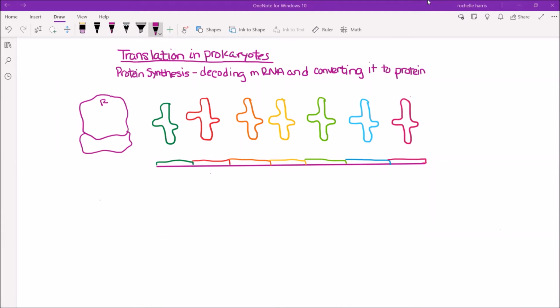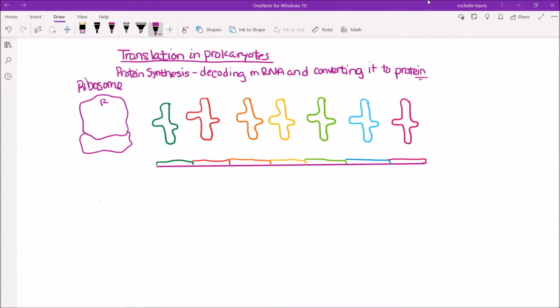Translation in prokaryotes. Protein synthesis. It is the decoding of messenger RNA and converting it to protein. So here we have our ribosome. It is the main spot where we see protein synthesis taking place.